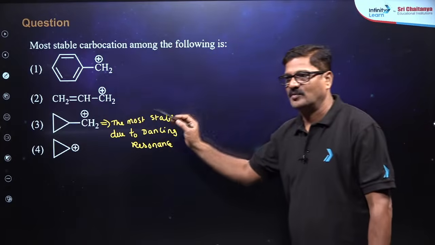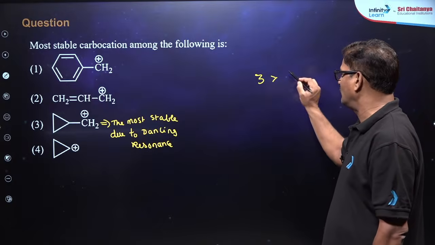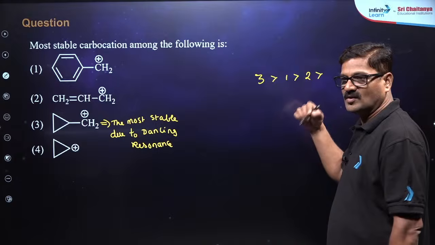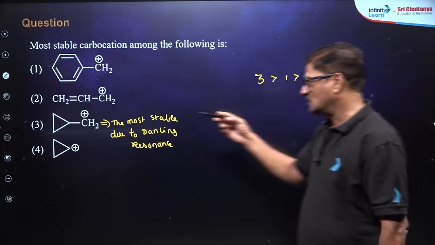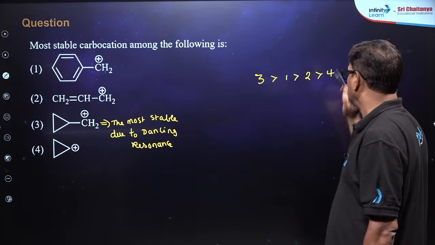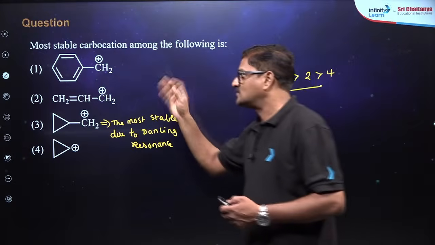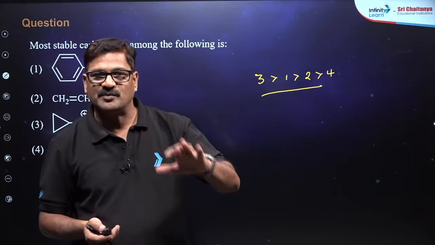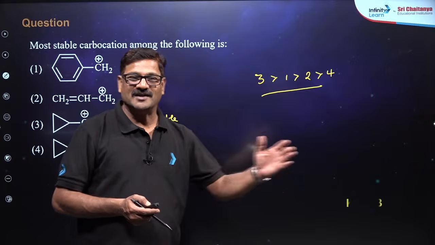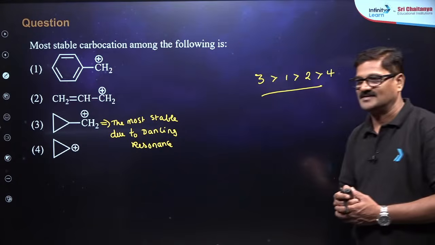So if you want me to ask the stability, cyclopropyl methyl carbocation, so 3 is more stable than benzyl carbocation, is more stable than allyl carbocation, is more stable than cyclopropyl carbocation, so it is secondary carbocation, it is going to be the 4. So 3, 1, 2, 4 is the actual order. You can get options like this or like this, and you are supposed to have a clear picture about what you are doing and how you are doing. Fine, my dear children, option 3 is the correct answer. The reason is due to dancing resonance.